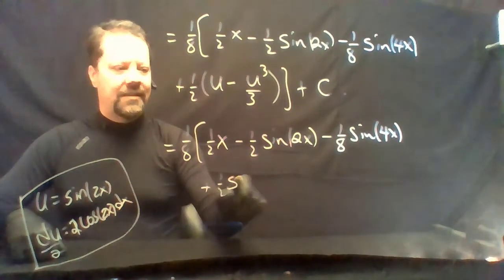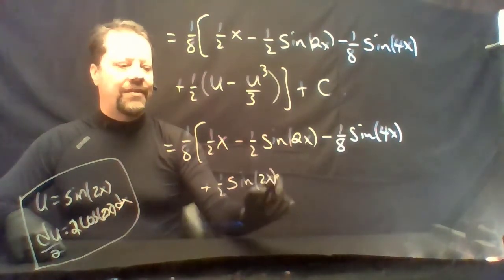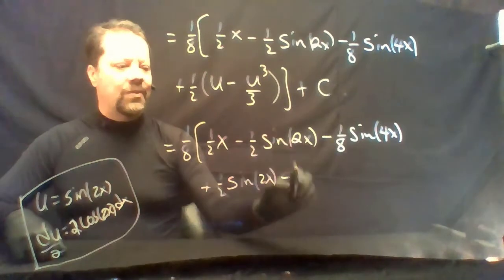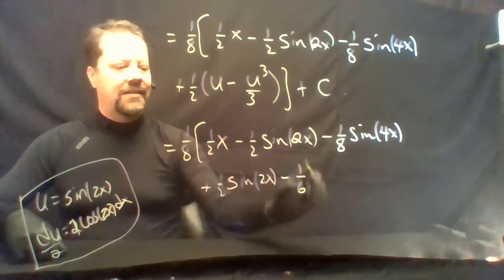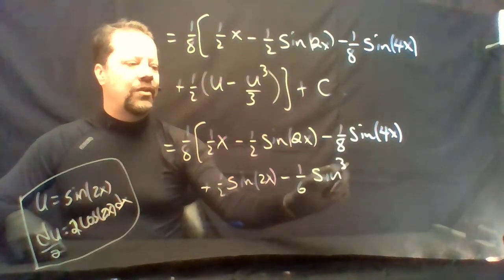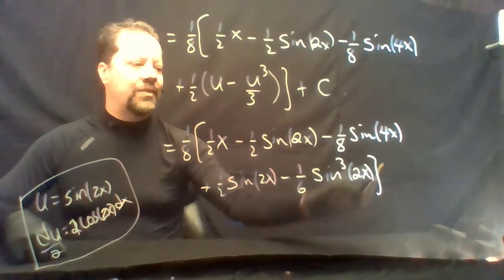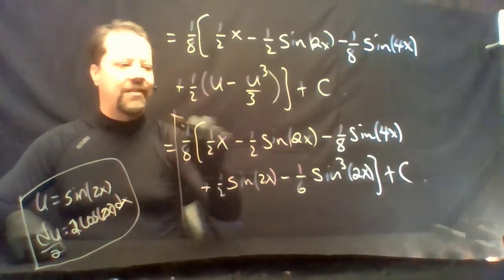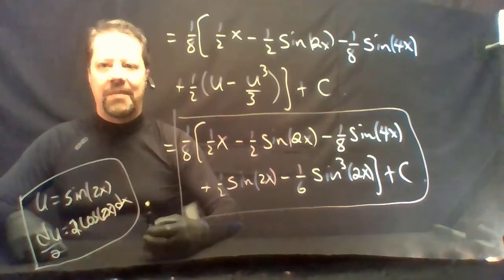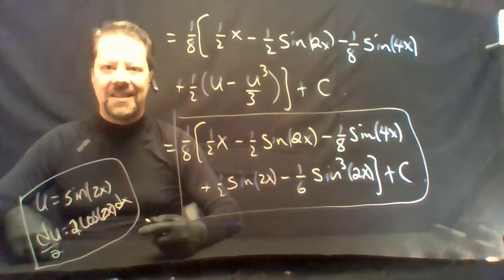u was sine of 2x minus 1/6 sine cubed of 2x, close bracket, plus a constant of integration, modulo some simplification. We're pretty much done.